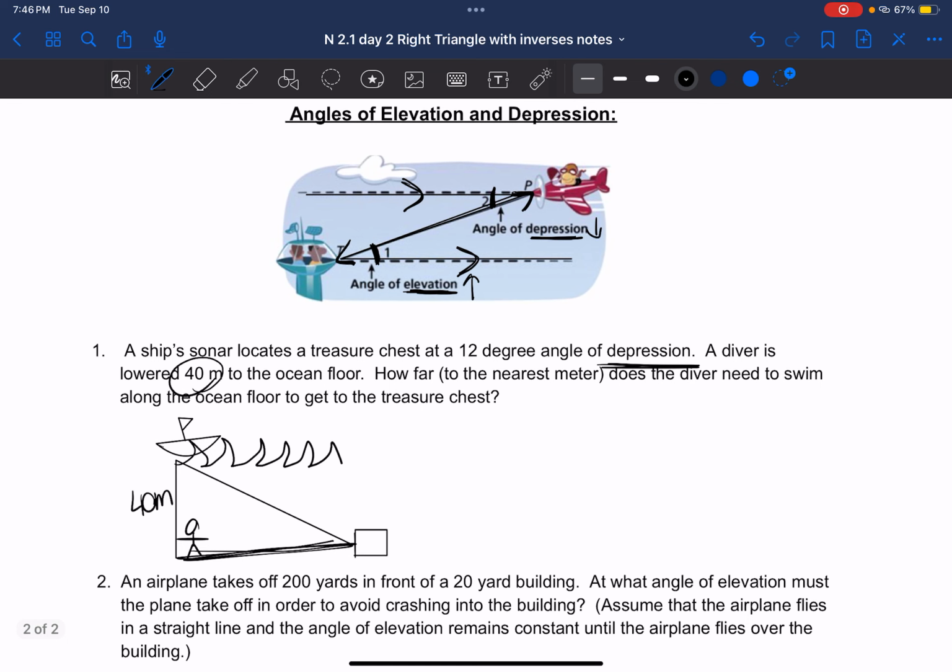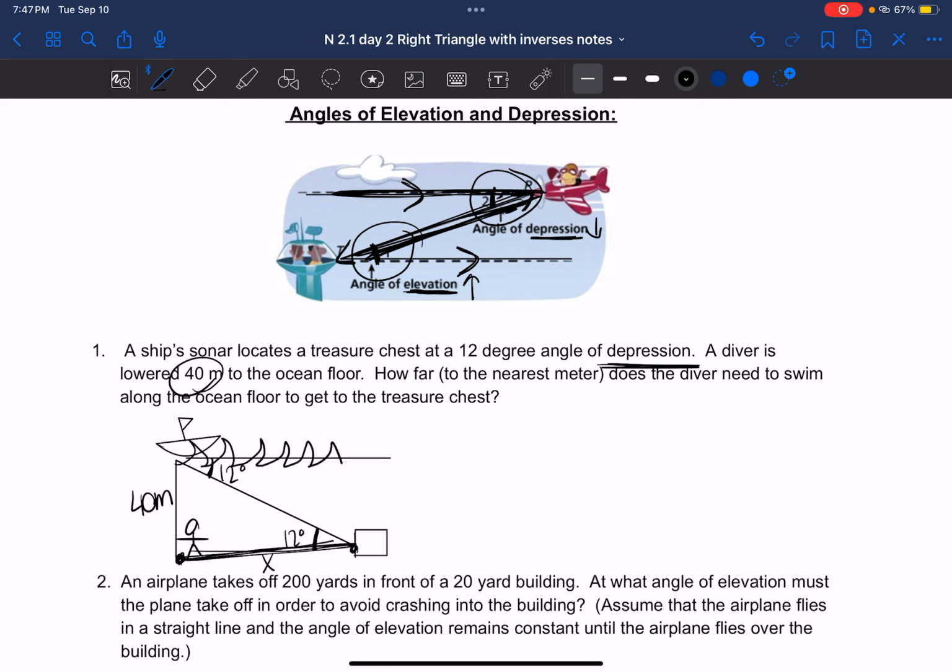And remember, your angle of depression exists between that line that slants downward and the line coming straight out from that place. So here is our line of sight, and I also would look at my straight line coming out from that place. So the angle formed between these two lines is my angle of depression, which they said was 12 degrees. But we know that our angle of depression and our angle of elevation are congruent. So I should also know that this angle measures 12 degrees. What they are looking to find out is how far to the nearest meter the diver, who's over here, needs to swim to get to our treasure chest over here. So I'm looking for the length of this line.